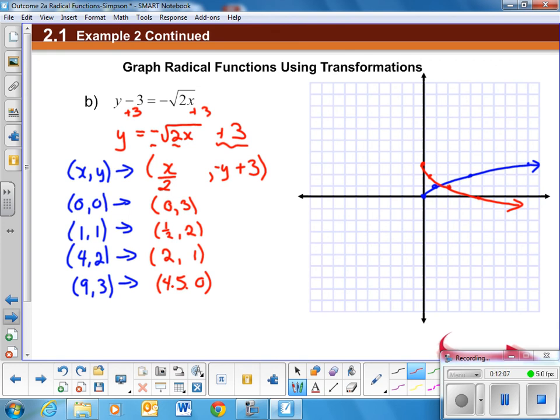Let's look at our new domain and range. The domain for our new function, the x values, go from 0 to positive infinity. The range has a maximum point this time. The minimum is going to be at negative infinity, but the maximum value for y is going to be positive 3.